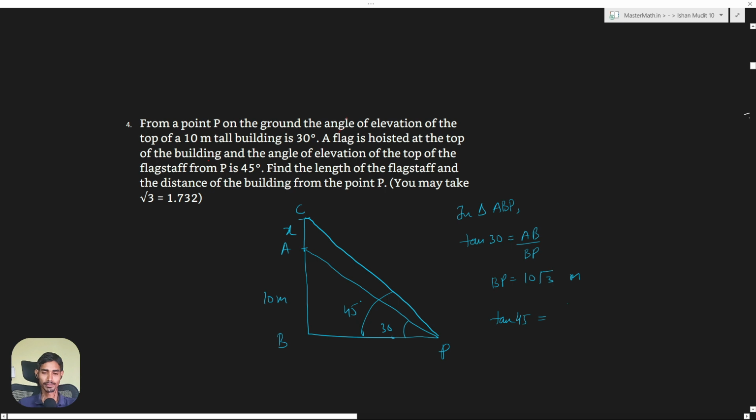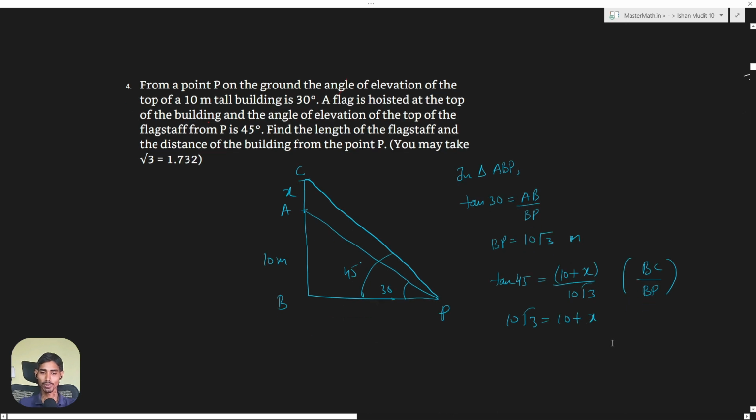So 10 plus x divided by 10 by root 3, which is BC divided by BP. That is going to be same as this, right? Tan 45 is 1. So what did you get the answer as? X is 7.3.